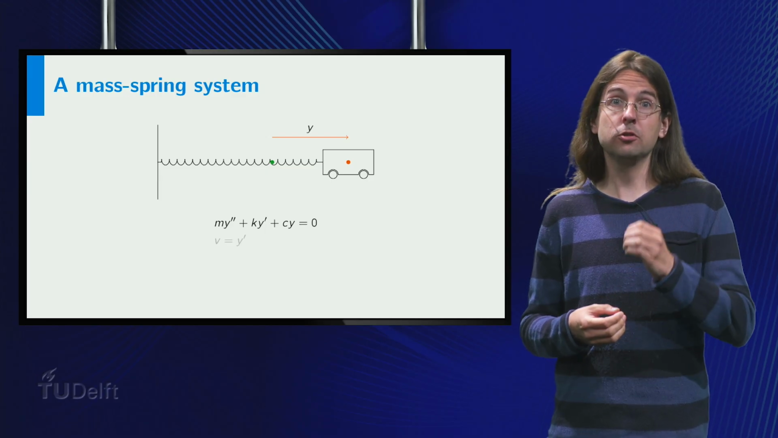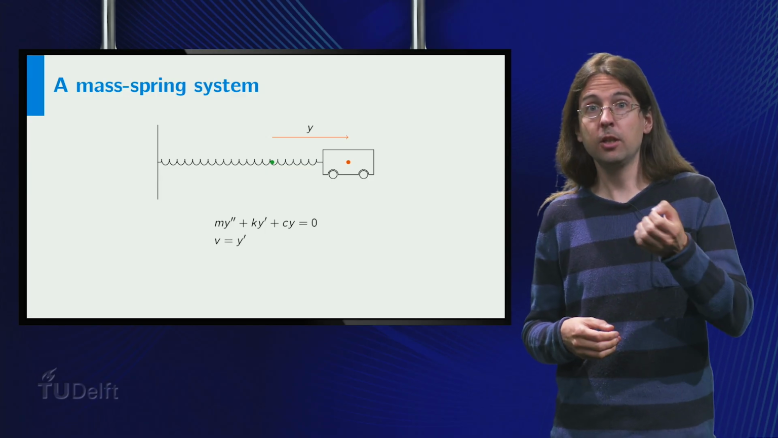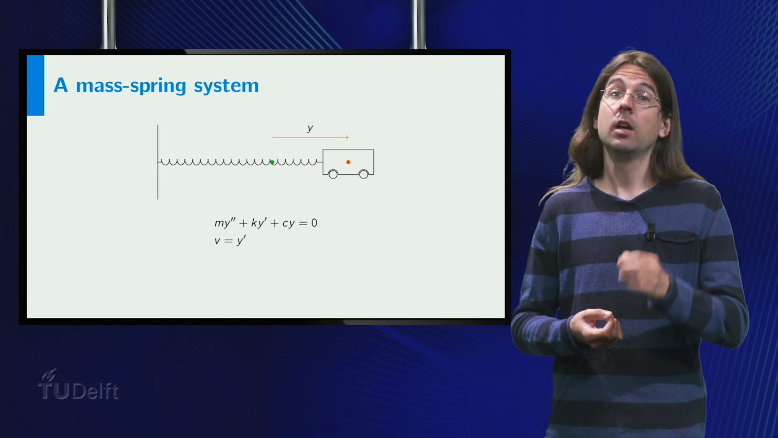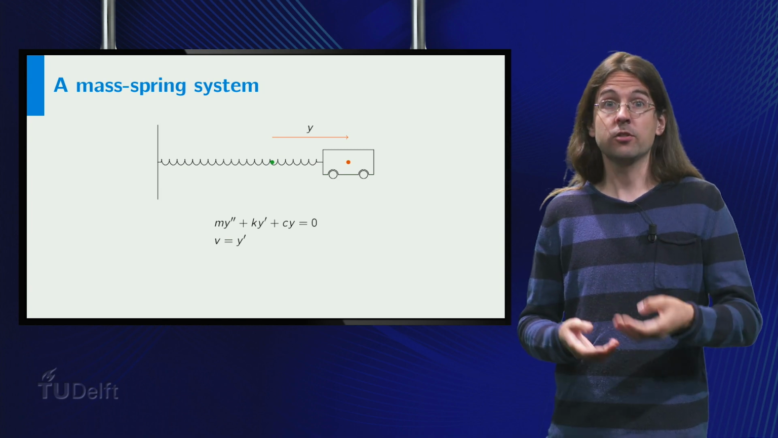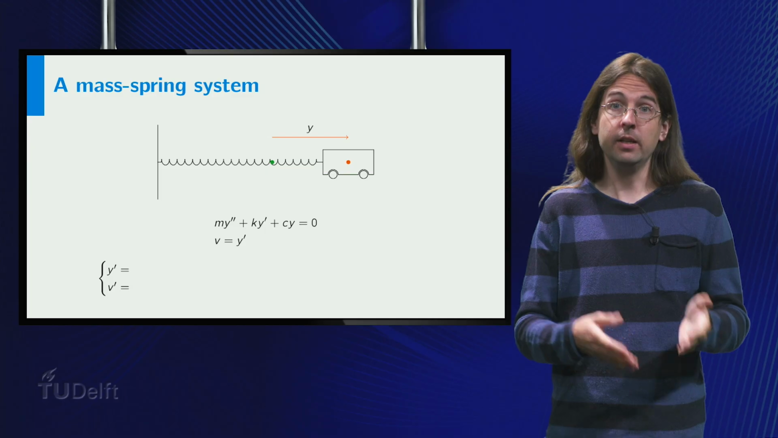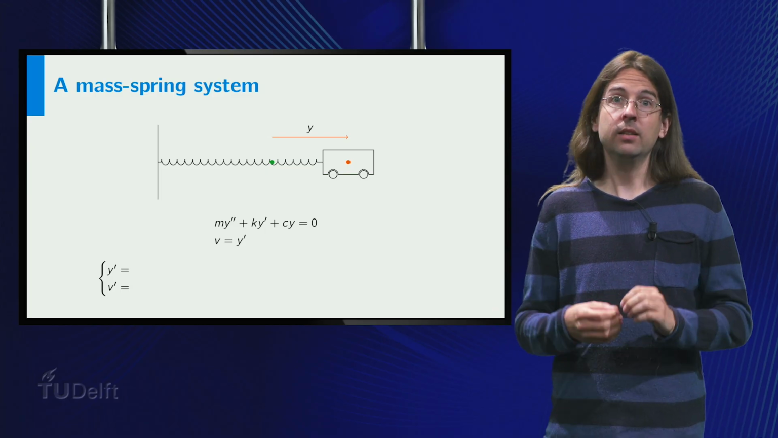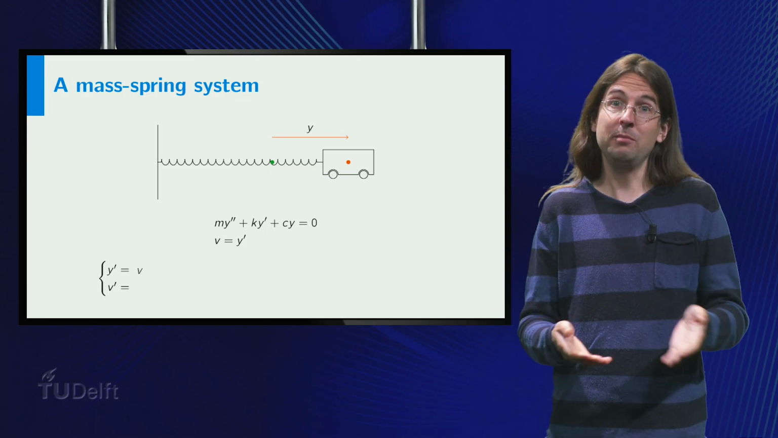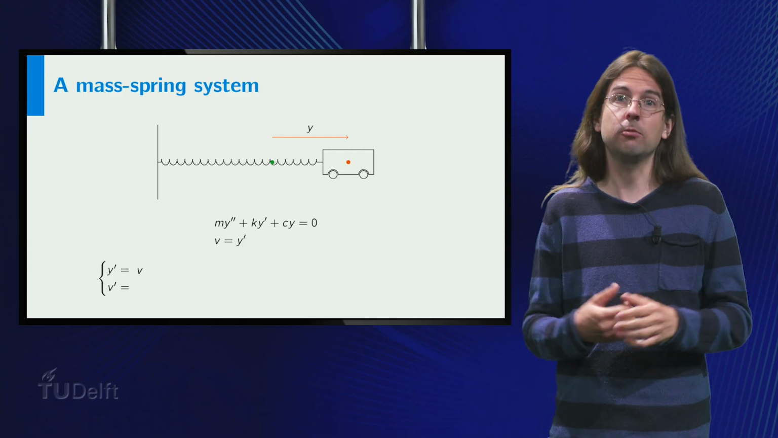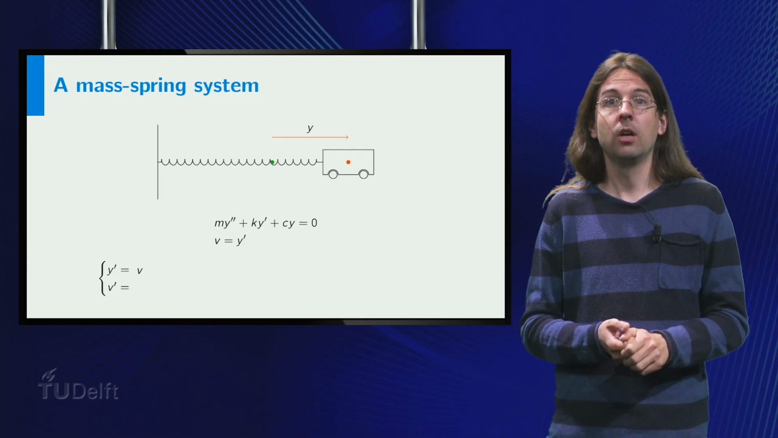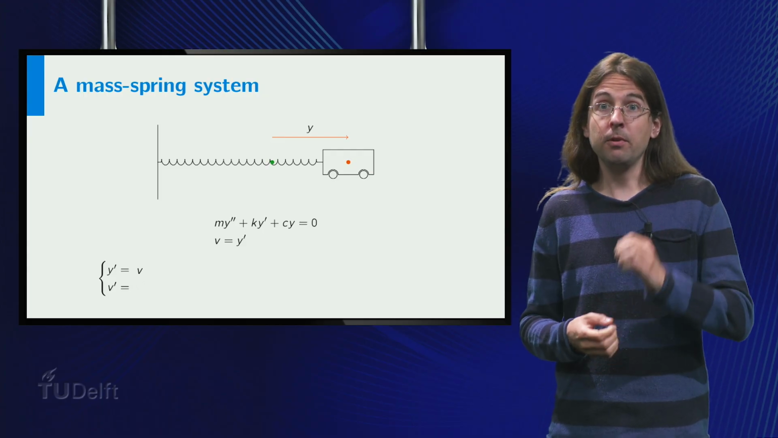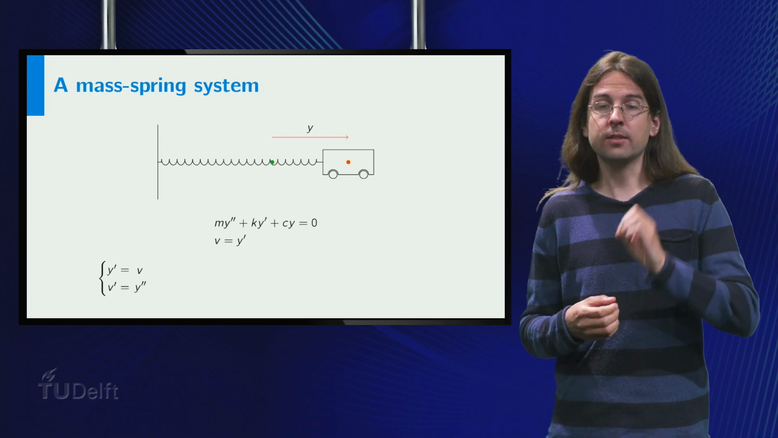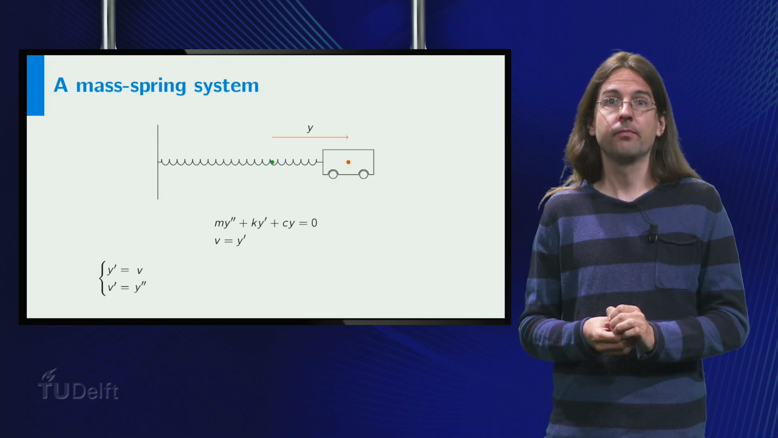Now we introduce the velocity v equals y prime. We want to find equations describing the derivatives of y and v. For y, this is easy. y prime equals v, as that is how we chose v. Notice that the derivative of v is the acceleration y double prime.